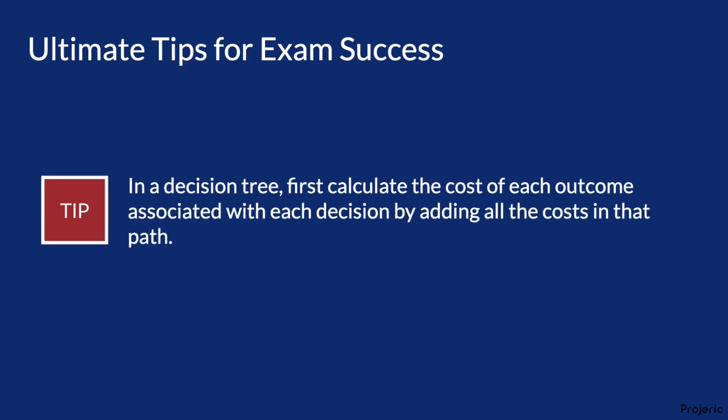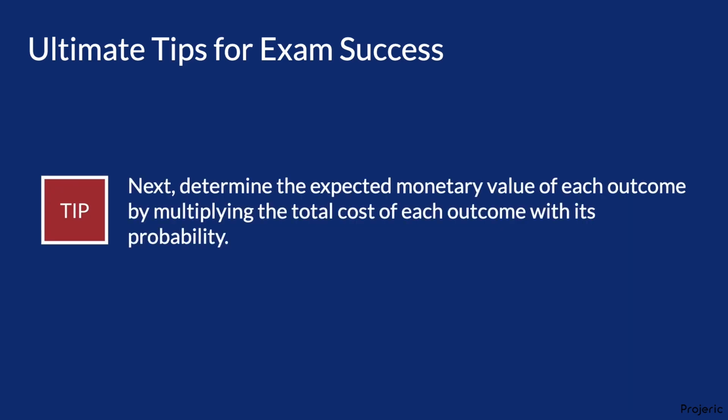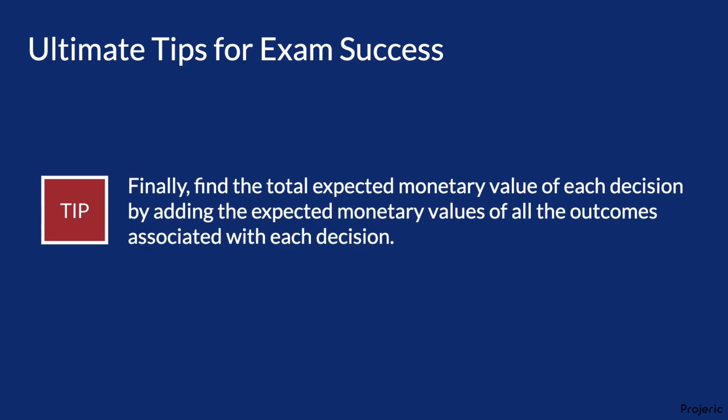In a decision tree, first calculate the cost of each outcome associated with each decision by adding all the costs in that path. Next, determine the expected monetary value of each outcome by multiplying the total cost of each outcome with its probability. Finally, find the total expected monetary value of each decision by adding the expected monetary values of all the outcomes associated with each decision.